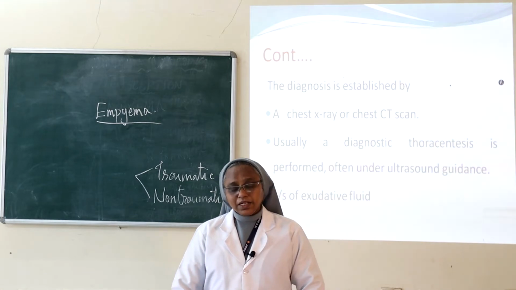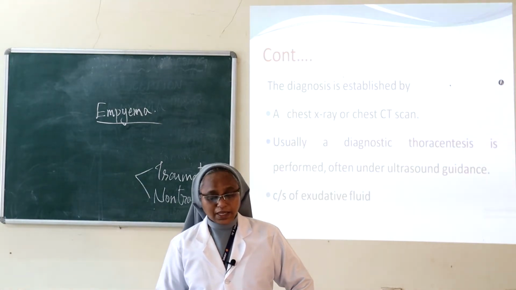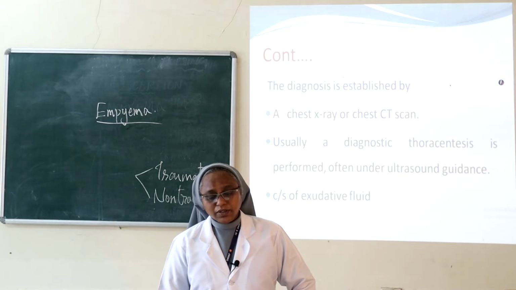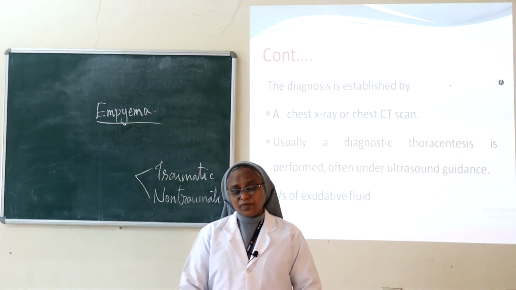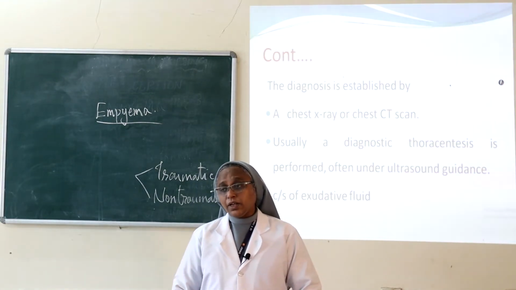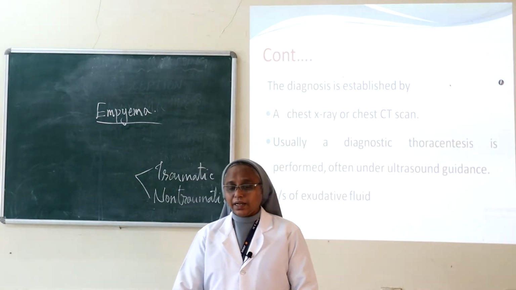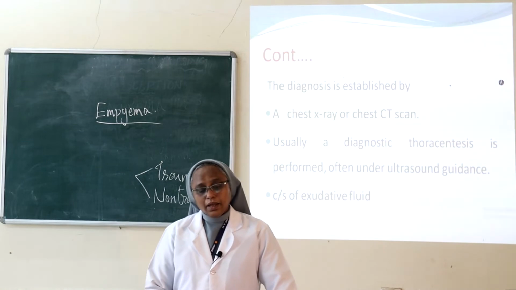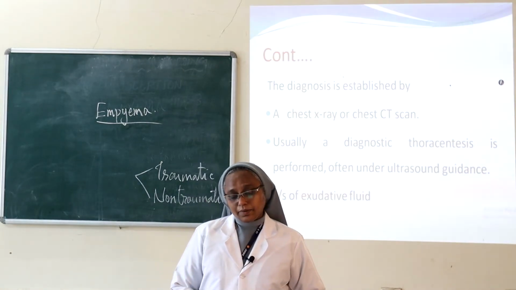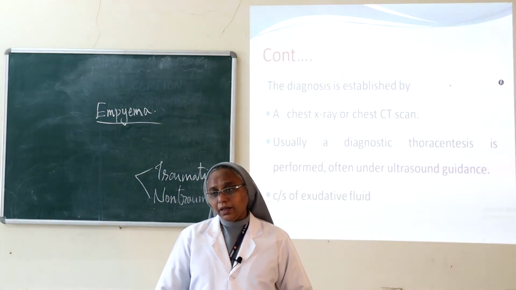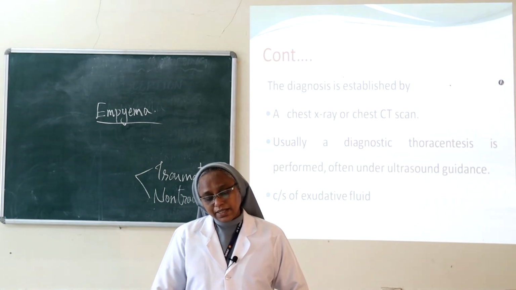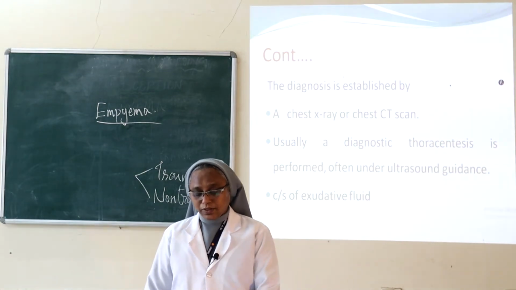Other diagnostic measures include chest X-ray or CT scan. Usually a diagnostic thoracentesis is performed, often under ultrasound guidance. Thoracentesis means insertion of a needle into the pleural space and aspirating the content, and we will send the fluid to the lab for identifying the organism. Then culture and sensitivity test of exudative fluid.